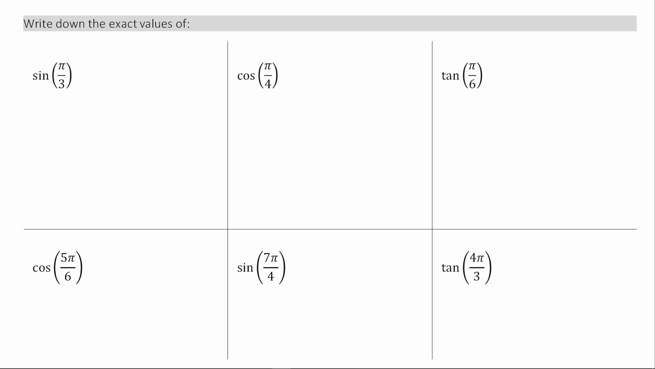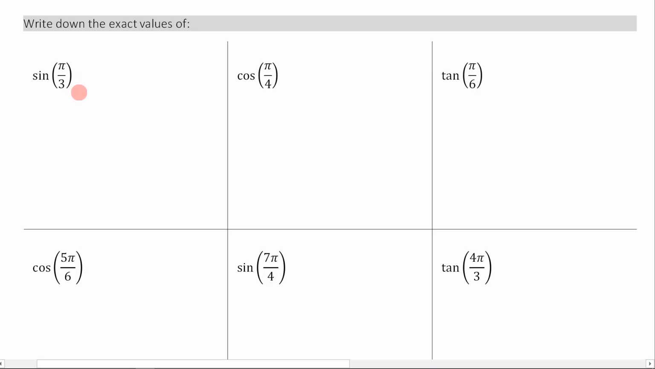Welcome. So this is part 2 of the lesson in which we're talking about exact values, and we're now going to go through some questions. So the instructions are, write down the exact values of the following. So first things first, sine of pi on 3. So these ones are very straightforward because we know the angle pi on 3 very well.